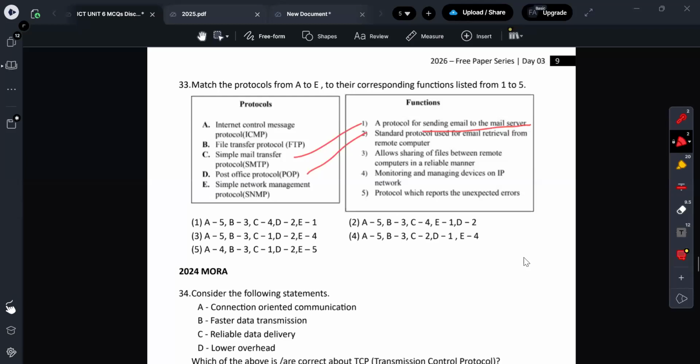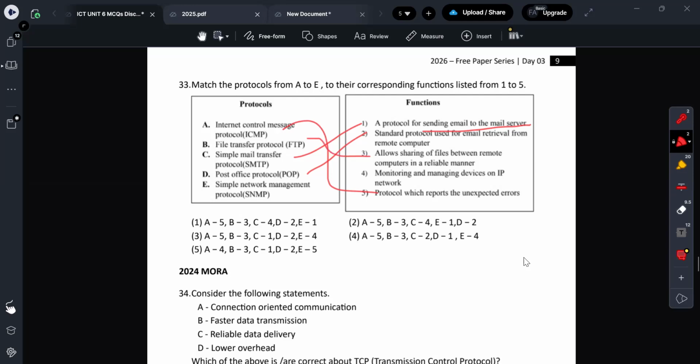So, okay. Now, the Internet Control Message Protocol, I'm going from A, the protocol side. It is used by network devices like routers to generate error messages when a destination is unreachable. So, what does it match? Protocol which reports the unexpected errors. Right? And then File Transfer Protocol, it allows sharing of files. It is designed for uploading and downloading files between a client and a server.